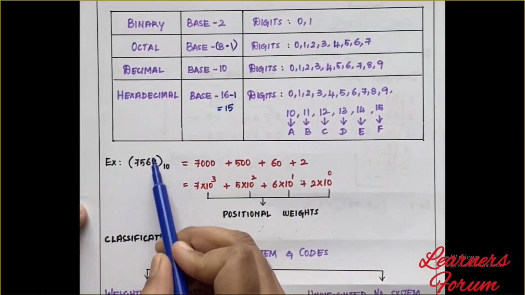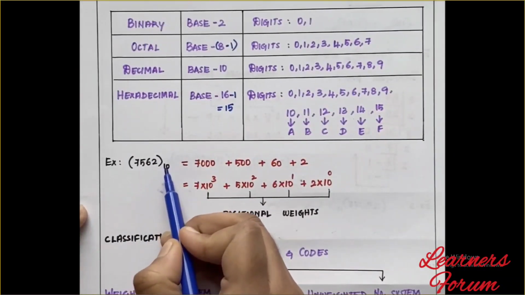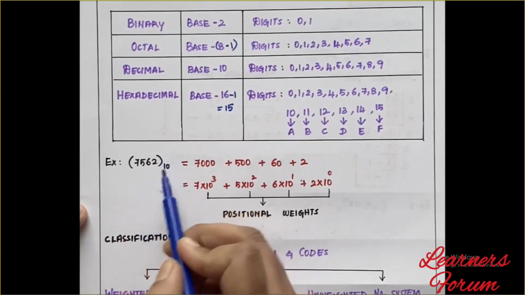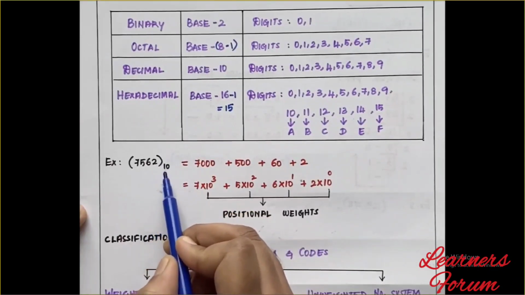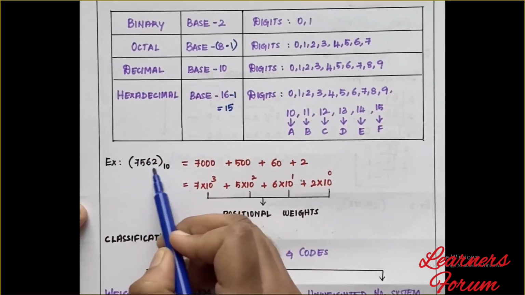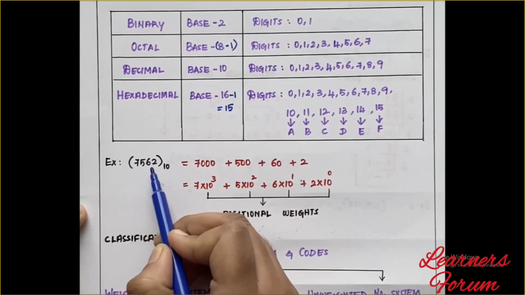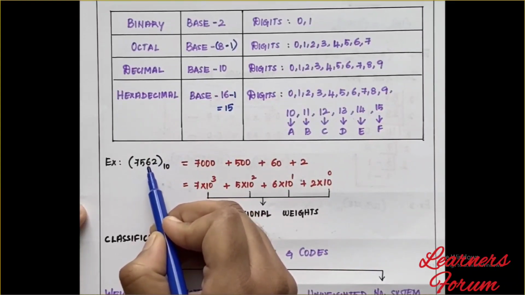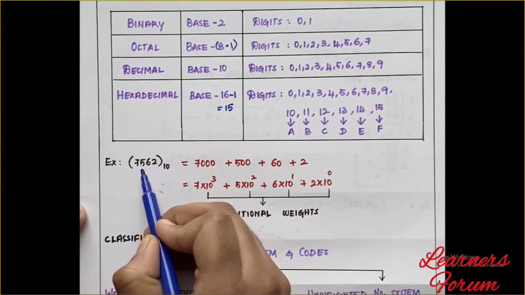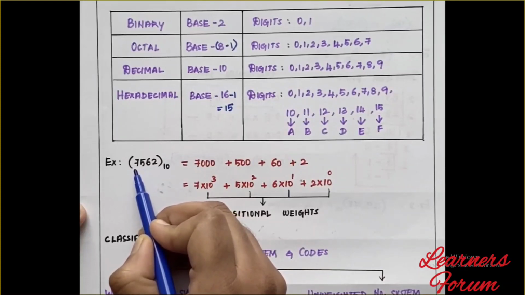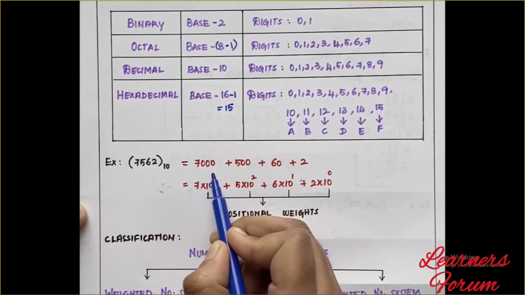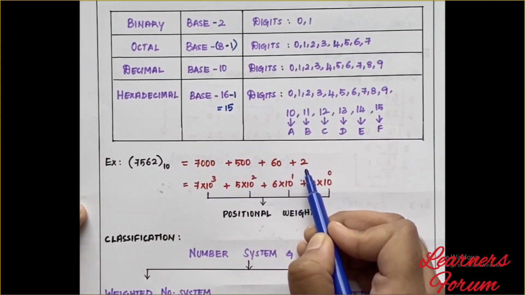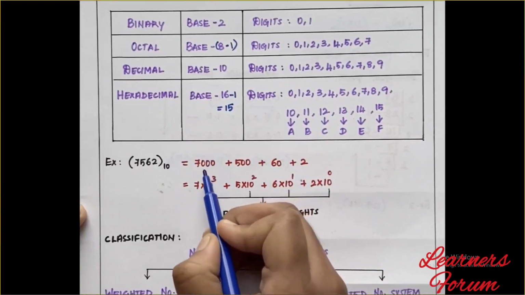Now let us look at a small example. 7562 represented with the base value of 10 means it is a decimal type. Segregating this value, it can be represented in terms of positional values. 2 has a value of 10 raised to power 0. In terms of position weights, we can segregate it as 7000 plus 500 plus 60 plus 2, which will give you the value of 7562.